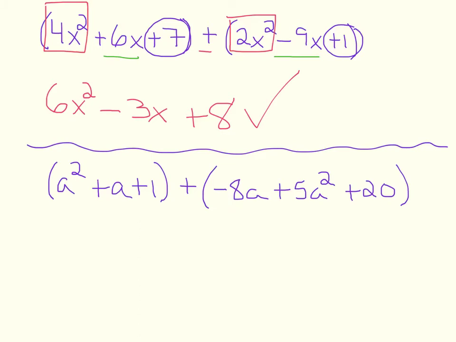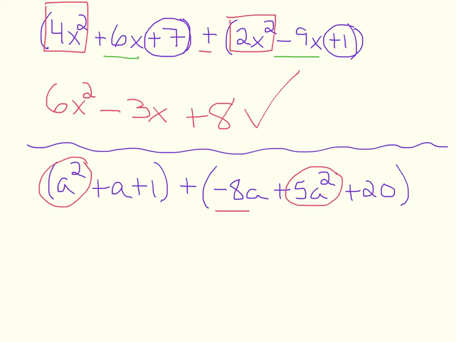Here's our second example, a squared plus a plus 1 plus the polynomial negative 8a plus 5a squared plus 20. So just notice that the second polynomial is not given to you in standard form. So you just have to be careful when you are combining like terms and just make sure your answer is always in standard form. So a squared doesn't necessarily match up with the first term, it matches up with the term that has the same exponent.